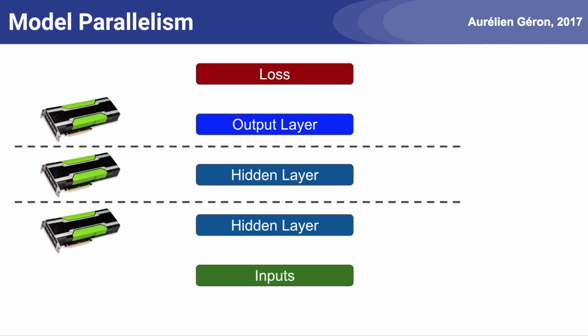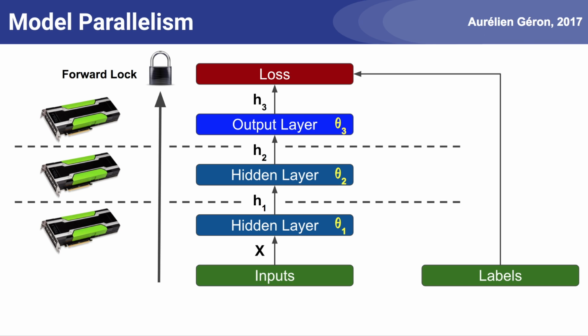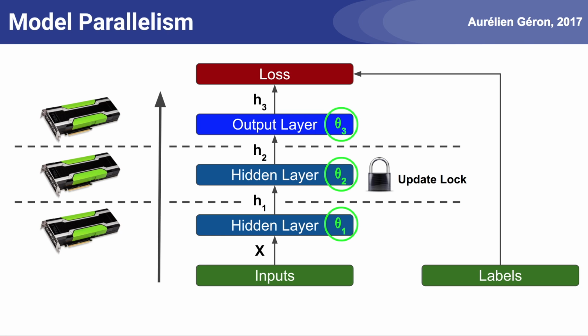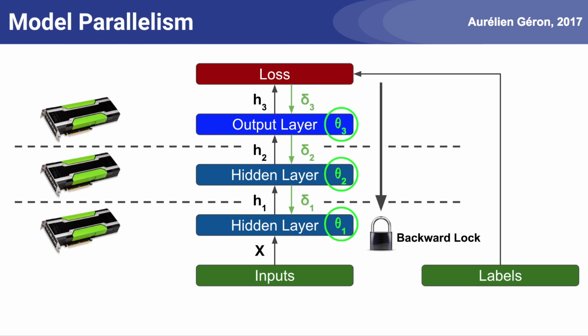Indeed, to compute the loss, you first need to do a full forward pass sequentially. Each GPU has to wait for the previous GPU to finish working on a training batch before it can start working on it. This is called the forward lock. Notice that the model parameters cannot be updated before the loss is computed, and this is called the update lock. And finally, we cannot update a layer's parameters before the backward pass is complete, at least down to the layer we want to update. This is called the backward lock.